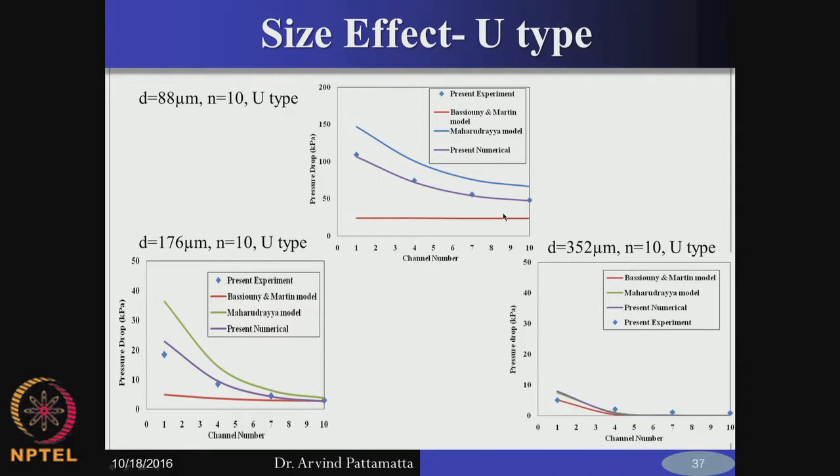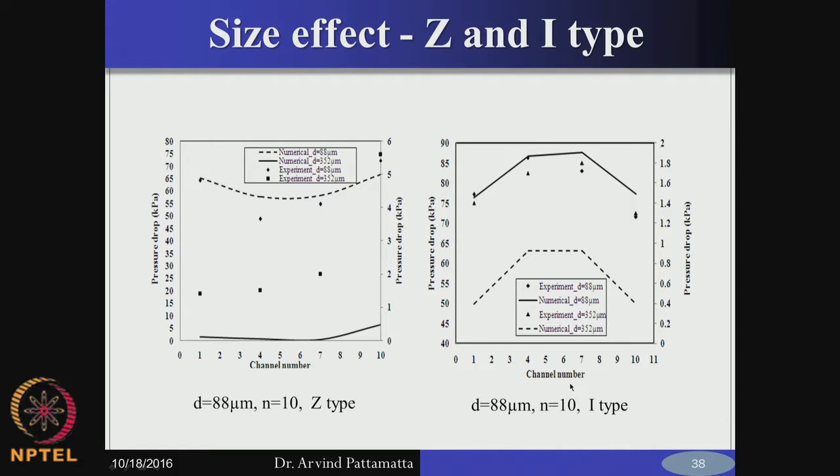So, there are two models, one which does not account for the pressure losses or viscous frictional losses through the manifold, and that is called the Bassoni and Martin model, which under predicts the pressure drop, and the other which does not account for the losses through the microchannels, so that over predicts. Therefore, it is important to consider both the pressure losses through the microchannel as well as through the manifold. We did this for different channel configurations, 100 microns, 178 and 352.